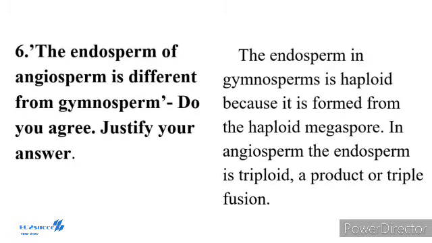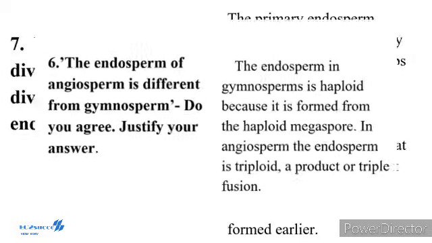Then sixth question, the endosperm of angiosperm is different from gymnosperm. Do you agree? Justify your answer. So the answer: the endosperm in gymnosperm is haploid because it is formed from the haploid megaspore. In angiosperm, the endosperm is triploid, a product of triple fusion.